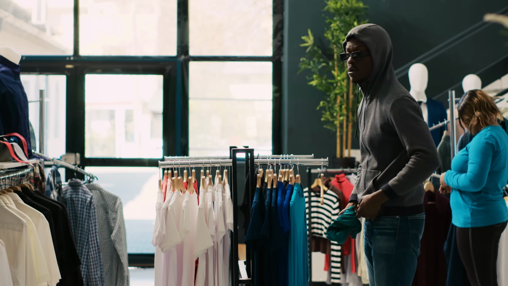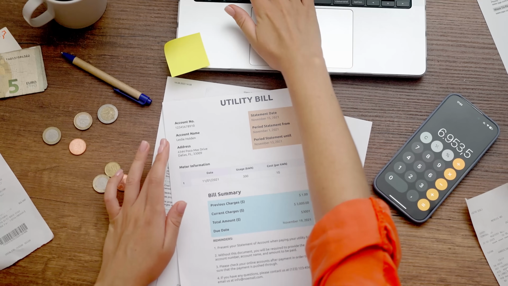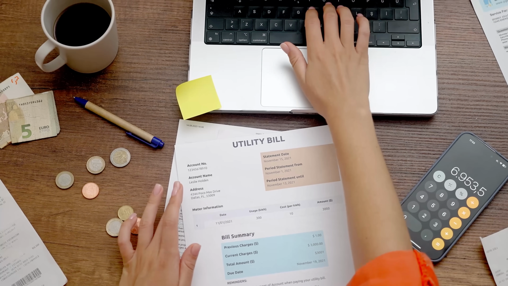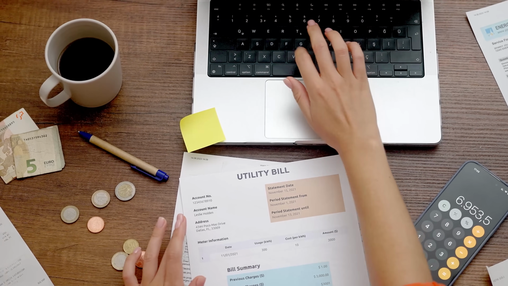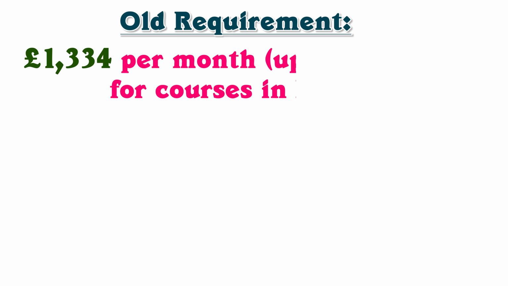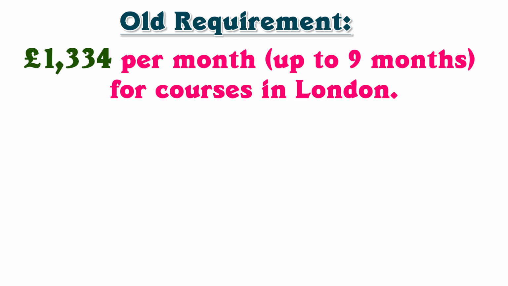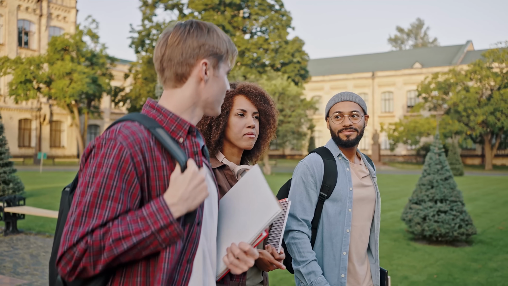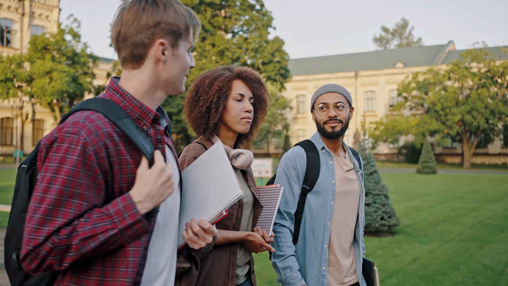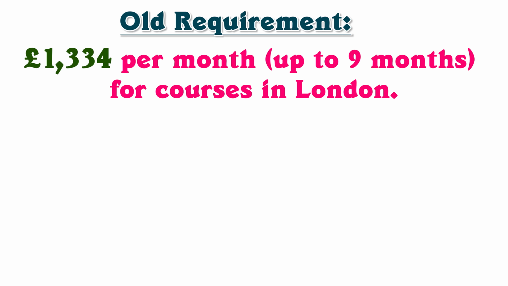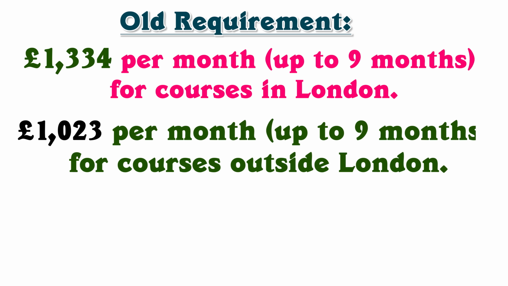They need you to show that you can take care of your rent, your accommodation, your transport, your food, and all of that. You prove this by showing a certain amount of money in your account prior to coming, so you submit bank statements. In the old rules, you needed to show at least £1,334 per month for up to 9 months for those coming to study in London, because obviously the cost of living in London is much higher. And for those coming to study in universities outside London, like those going to Scotland and all of that, you only needed to show £1,023 per month for up to 9 months.